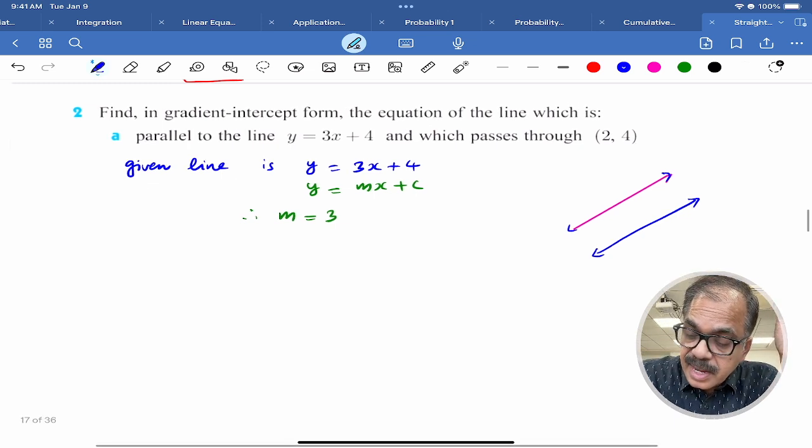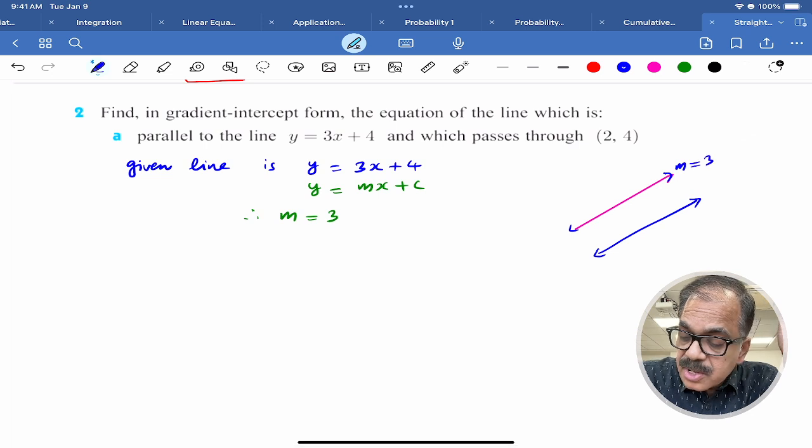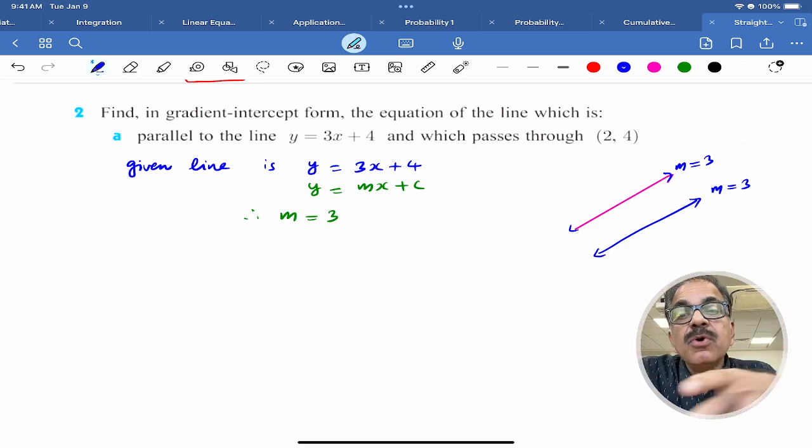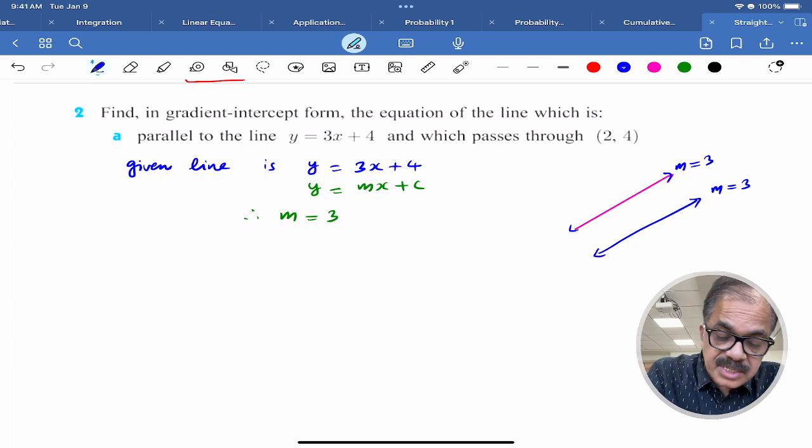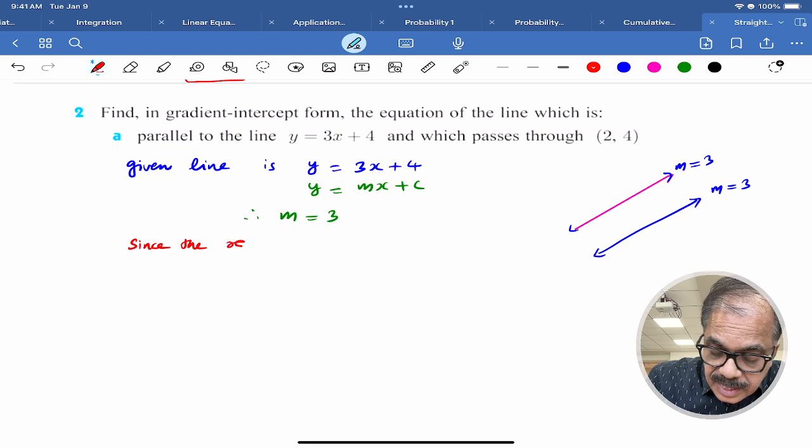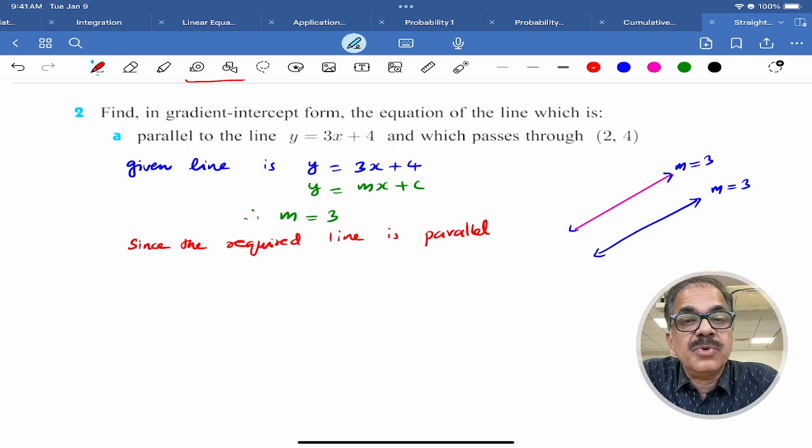The given line has a gradient m is equal to 3. So naturally, the parallel line, the required line, will also have the same gradient. So I'll say for the required line, also the gradient is going to be the same, since the required line is parallel. Now, do we have to write this long sentence? No, not necessary. You could just write therefore m for the required line is 3.